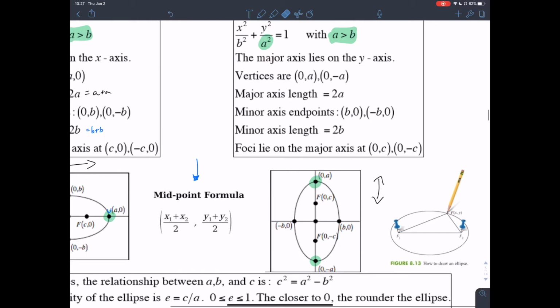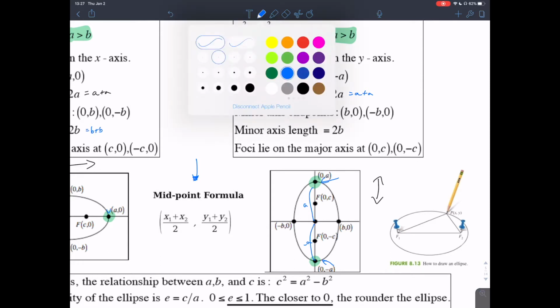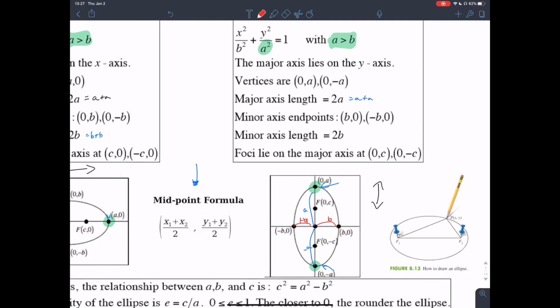So the major vertices would be one right here and one right here. It goes up a, down to negative a. If you combine them, in other words, just the distances, you get a plus a. Same thing for the minor axis, which I'll do in red. You have this distance b and this distance negative b, but because distance cannot be negative, essentially I'm taking the absolute value, it's just b plus b, and that's how I get 2b. The foci in this case, so I'm going to delete this, are right here, in between the center and the major vertices.